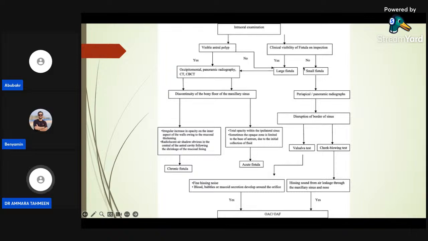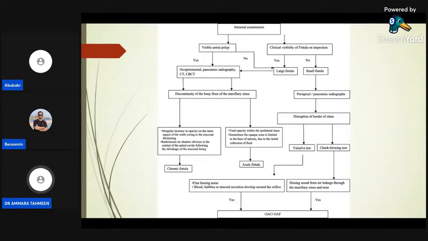So when you are seeing a visible fistula on inspection of the oral cavity, if there is a large fistula, again you have to repeat the same investigations, radiographic investigation, that is CT, CBCT, or panorama. Right now the most commonly used radiographic procedure is panorama, but the gold standard for proper identification of the extent of the sinus defect is CT or CBCT.